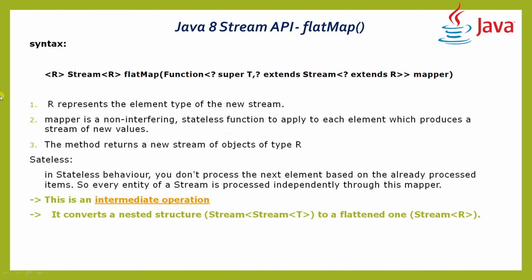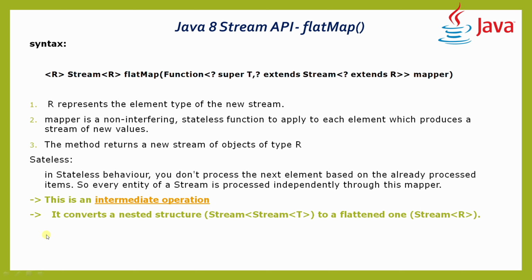Coming to the syntax of the flat map, right, flat map returns a stream, but it takes a function as the input argument, a stream of streams as objects. I mean, whatever input you are going to take is going to be taken as another stream of objects also. That means the mapper object. Here R represents the element of the new stream. The mapper is a non-interfering stateless function applied to each element, which produces a stream of new values.